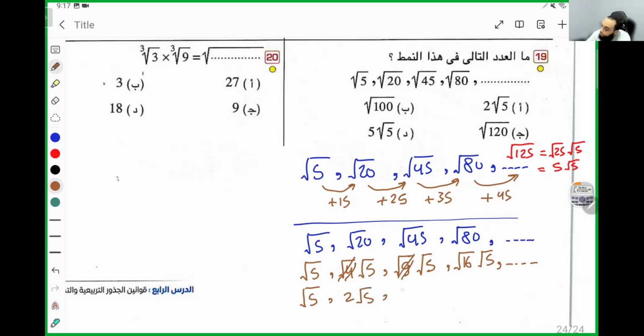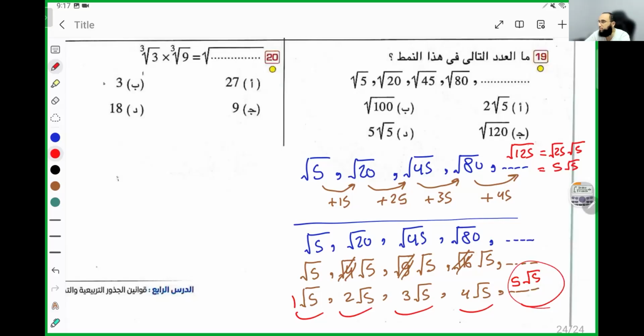And this is going to be 3 root 5, and this is going to be 4 root 5. Then the next is 5 root 5. So 1 root 5, 2 root 5, 3 root 5, 4 root 5. The next is 5 root 5.